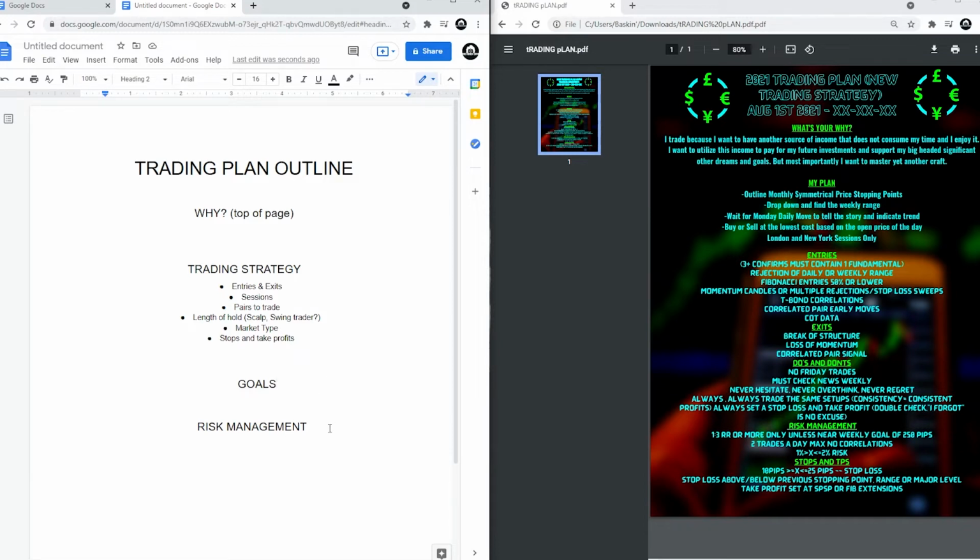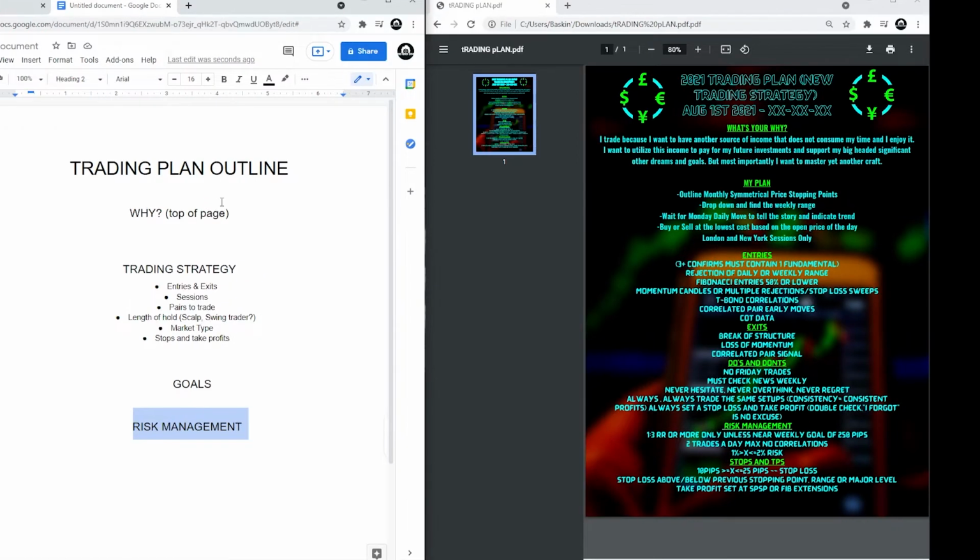And then the last thing that you want to have is your risk management. And this is the most important to me personally, because you want to make sure that you're not going into the market losing your money. You have to have a risk management plan, or you're basically just gambling at that point. You are basically going into the market saying, I don't care about my money, I just want to lose it. So you want to make sure that you have risk management.